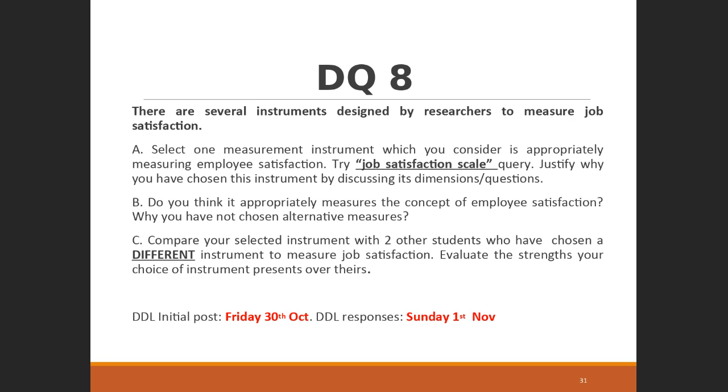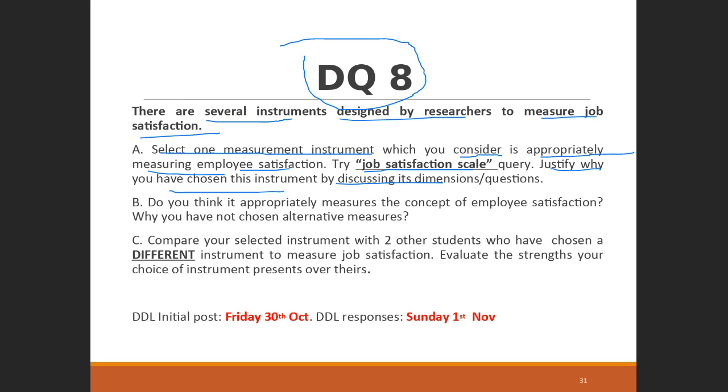Okay, so let us discuss discussion question number 8. This week's activity is very relevant for your assignment number 3 as well. There are several instruments designed by researchers to measure job satisfaction. What you are required to do is select one measurement instrument which you consider is appropriately measuring employee satisfaction. Try a job satisfaction scale query. Justify why you have chosen this instrument by discussing its dimensions and questions. By instrument, we mean two things: the scale and the questions.